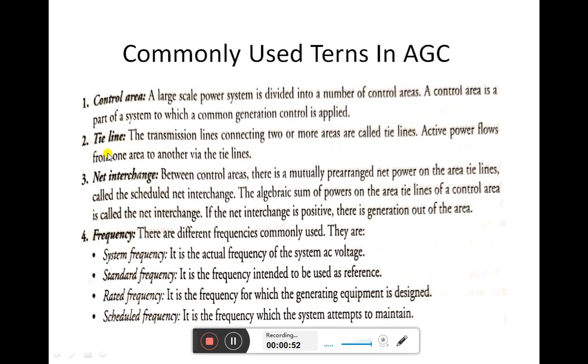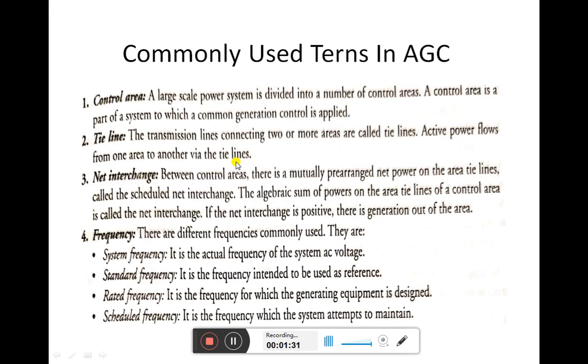Next one is the tie line. The transmission lines connecting two or more areas are called tie lines. The active power flow from one area to another area is via this tie line. In a large geographically connected system, we will be subdividing the power system as area 1 and area 2. Both these areas will in fact be independent, and whatever load is there in that area will be independently satisfied by the generators in that area.